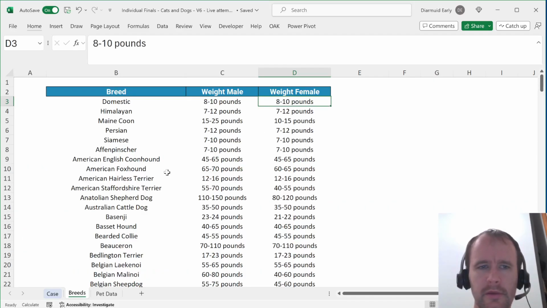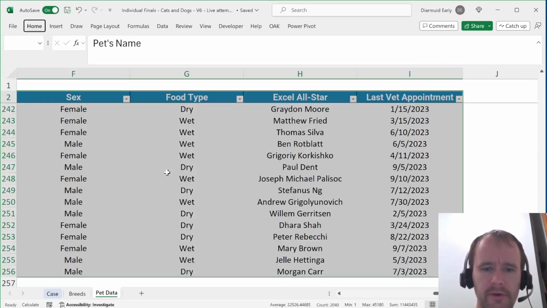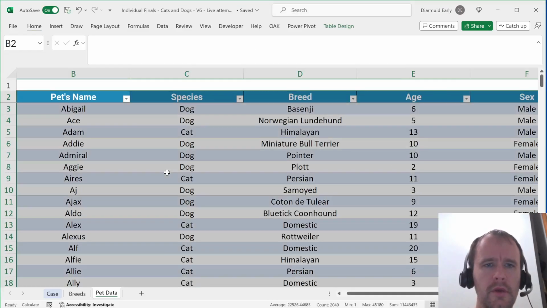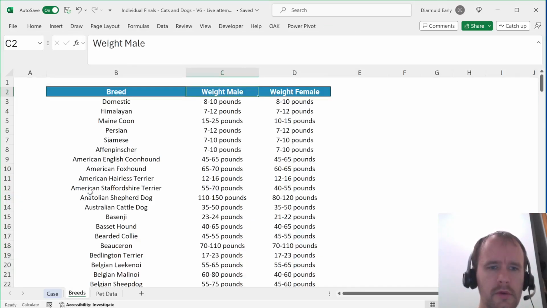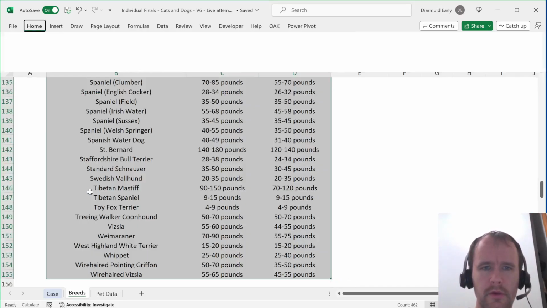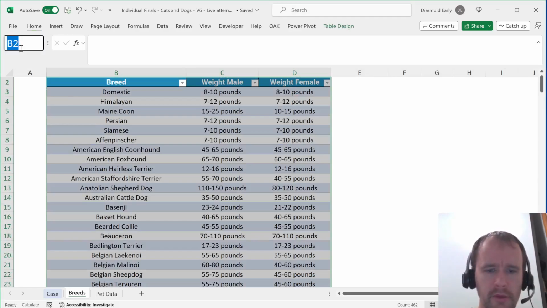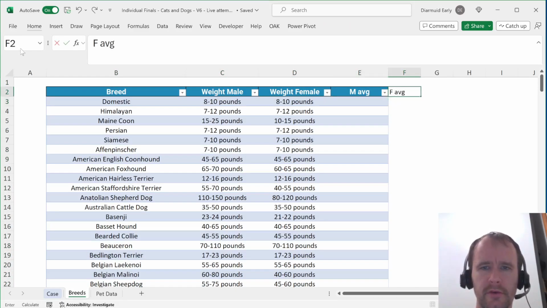The first thing I'm going to do is probably make some tables. Okay, that's my 5 minutes, so let's start. Alt HT, make this a table. Oops. Call this pet. And then make this a table. I'll just call it B for breeds. And then we'll call it M avg and F avg.